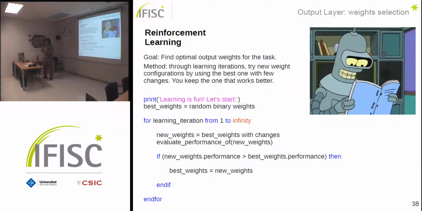and compares the error of this new configuration that we tried with the best configuration up until now. Then, at every step, we grab the best configuration of output weights, so the one that gave us the lowest error, and we change one node. We flip one node from 0 to 1, or from 1 to 0. And then we load it into the DMD, and we repeat this process.